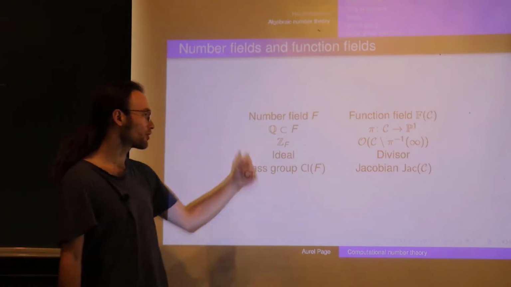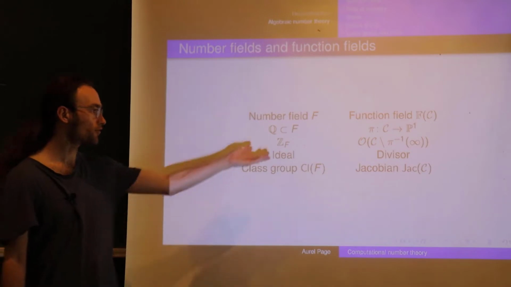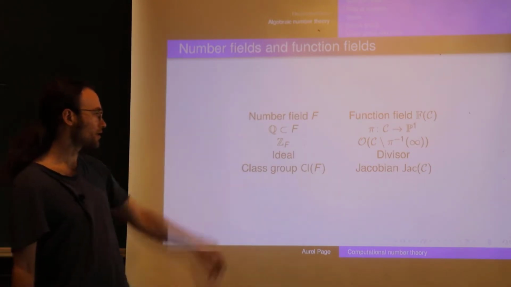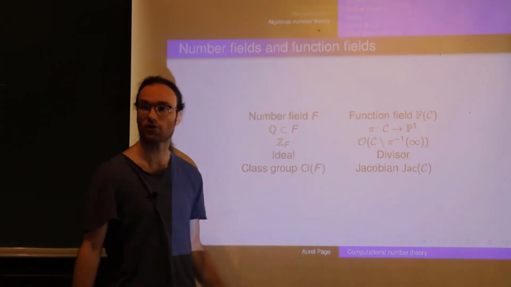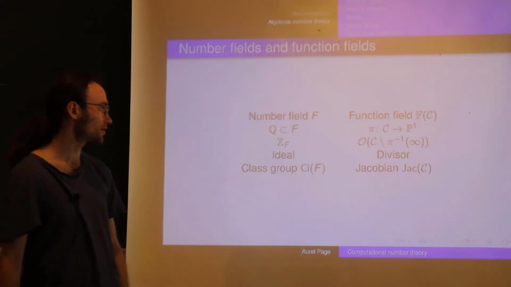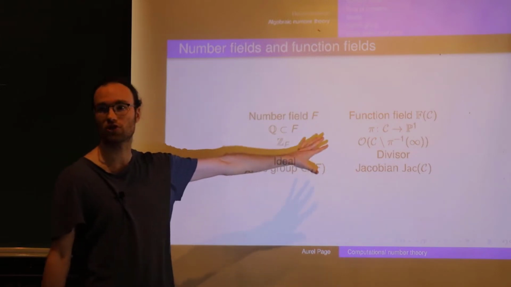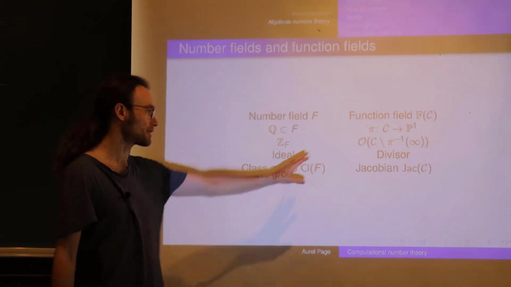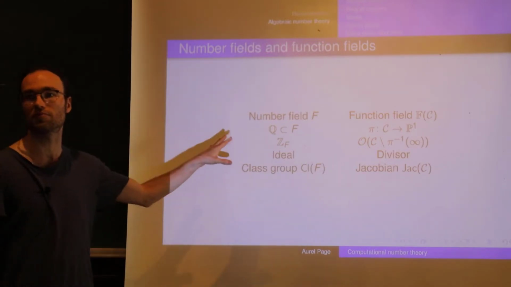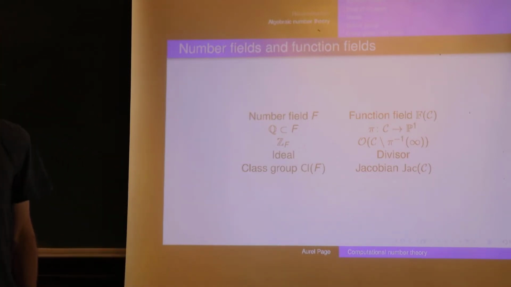Then the analog of the ring of integers will be the ring of regular functions away from the points above infinity. Then the analog of an ideal will be a divisor. Well, strictly speaking, I should ask that it's not supported at the infinite points. And then the class group will be analogous essentially to the Jacobian. To make a very precise analogy, you'd need to tweak the Jacobian a bit, but in terms of just having an analogy in mind, that would be sufficient.